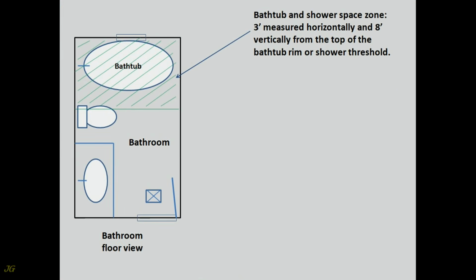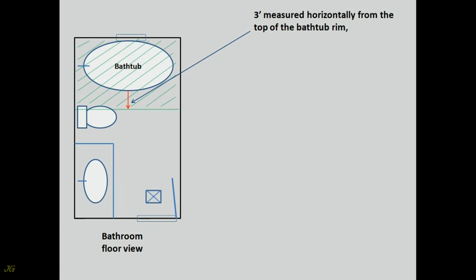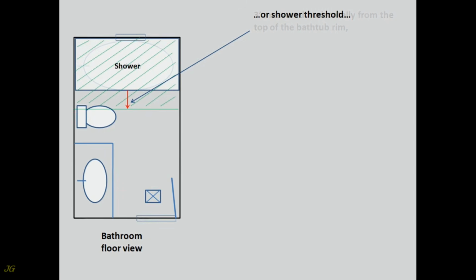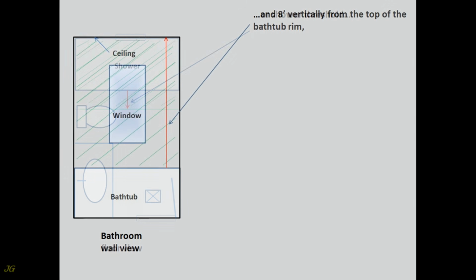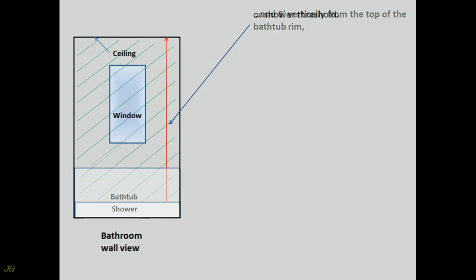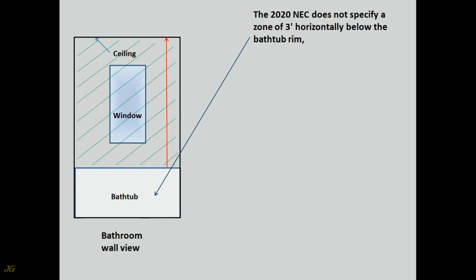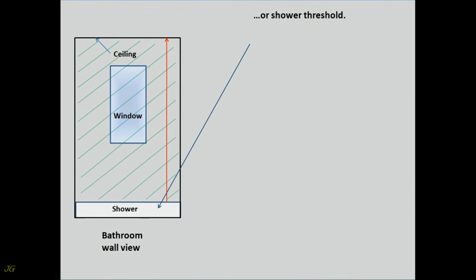Bathtub and shower space zone: 3 feet measured horizontally and 8 feet vertically from the top of the bathtub rim or shower threshold. The 2020 NEC does not specify a zone of 3 feet horizontally below the bathtub rim or shower threshold.